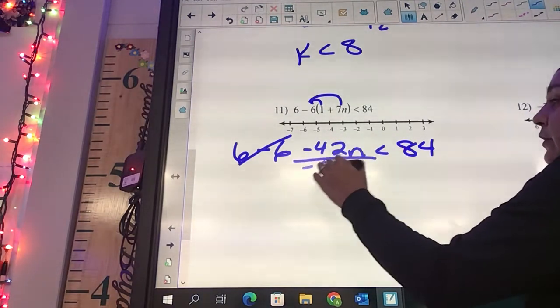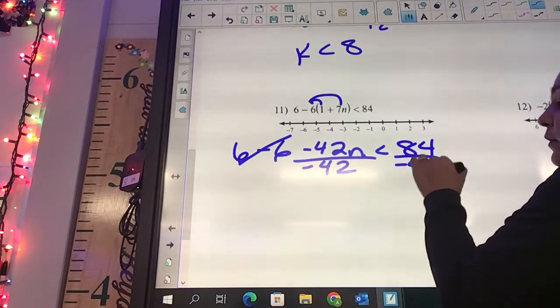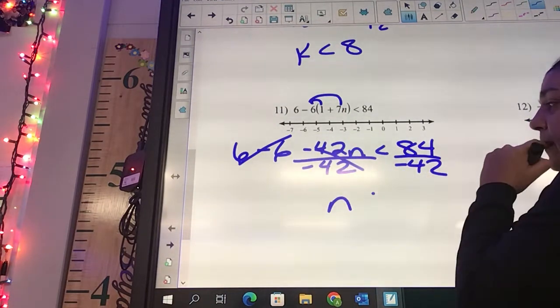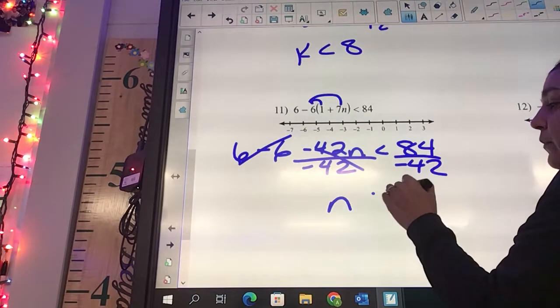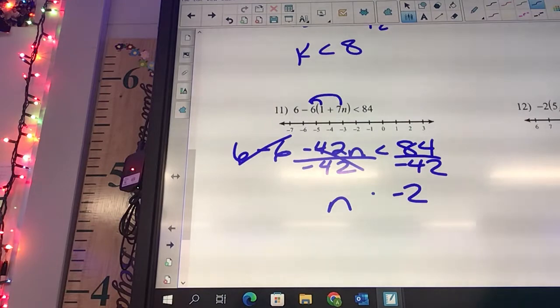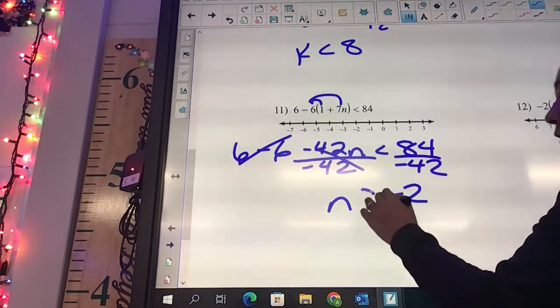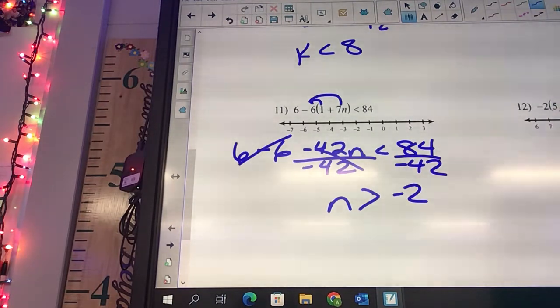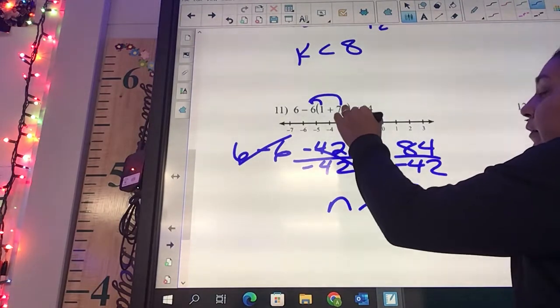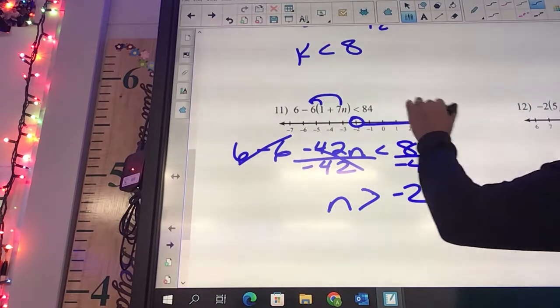Divide by -42. Which is going to be what? -2. What else? We need to flip the sign. Okay, on the -2, is that going to be open or closed? Open, going to the right.